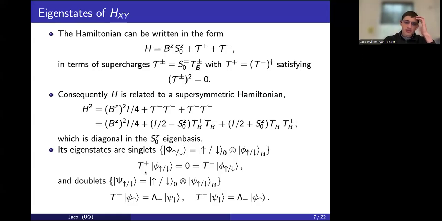So I guess the key property to realize from this is that if we apply, say, a T plus and then a T minus, then we get the same state back up to some factor. So that means that these states are all eigenstates of the T plus, T minus, or T minus, T plus operators.